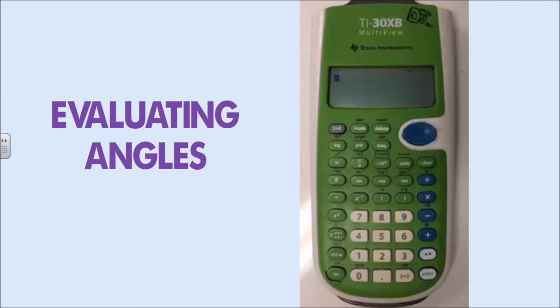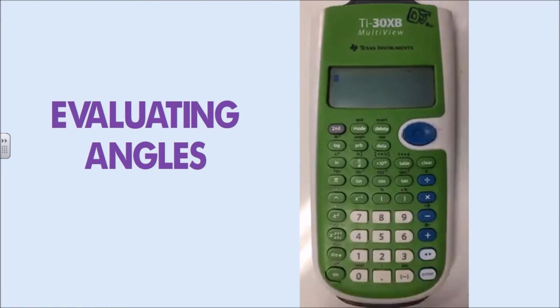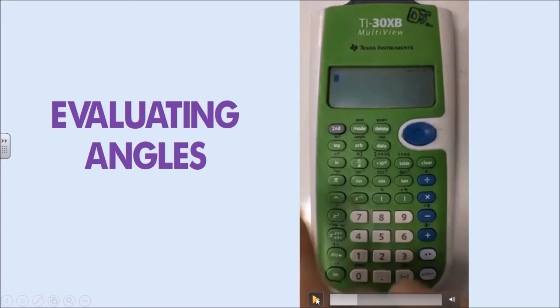Let's start by evaluating sin, cos and tan. Find the sin, cos and tan buttons on your calculator. You'll notice above them that we have sin to the power of -1, cos to the power of -1 and tan to the power of -1. To use these functions, you need to press second, then sin, cos or tan, depending on what information has been given to you.